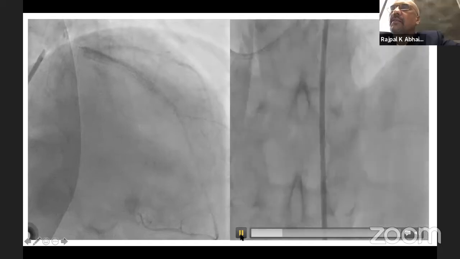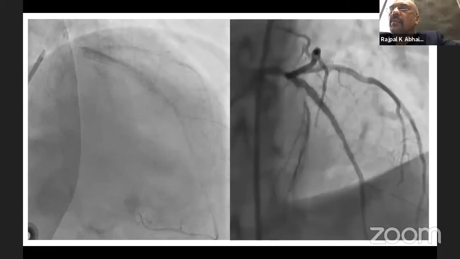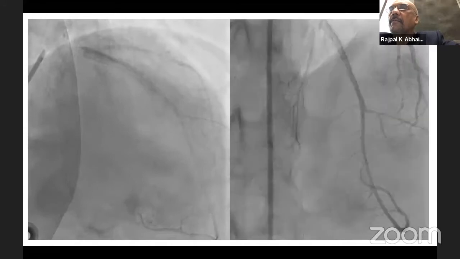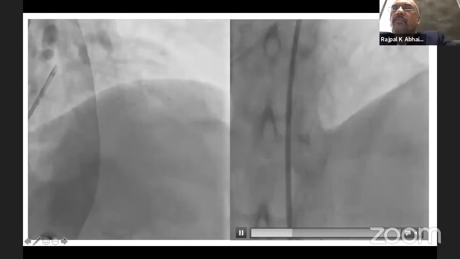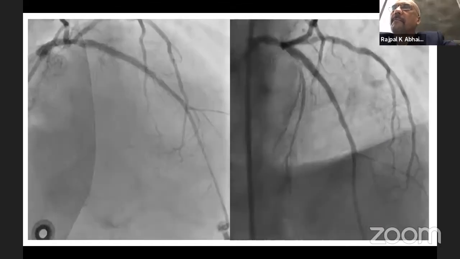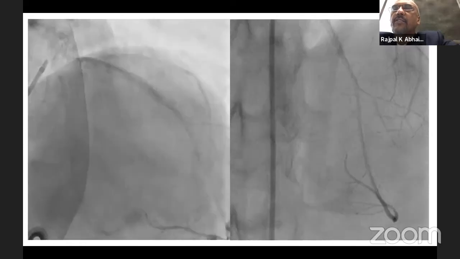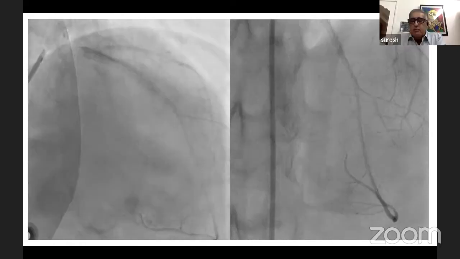Dr. Suresh, we would like to see your final result. Yeah, there it's coming up. There we go. That's the result. So that's the final result of the LAD. So, Dr. Suresh, this is what you have shared with me. Yes. And this was only a POBA, right? That's only a POBA and nothing else.